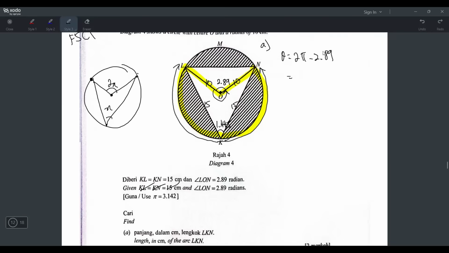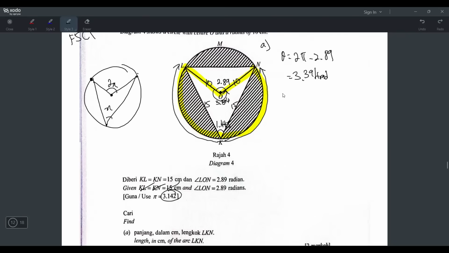You don't take 360 minus. If you take 360 minus, you get 358 point something or 357 point something, but that doesn't even make sense. The 2.89 is in radian, so you have to minus radian. Okay, the pi I will use 3.142. So press 2 times 3.142 minus 2.89. My calculator gives me 3.394 radian. Now I know the angle for the major sector, 3.394.